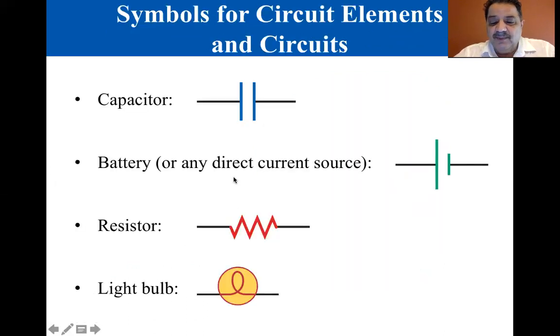Okay, these are the symbols for the capacitors. The symbols shown in the slides are commonly used to represent different elements. The positive terminal of the battery is at the higher potential and is represented by the longer vertical line in the battery symbol. That's the one in green.